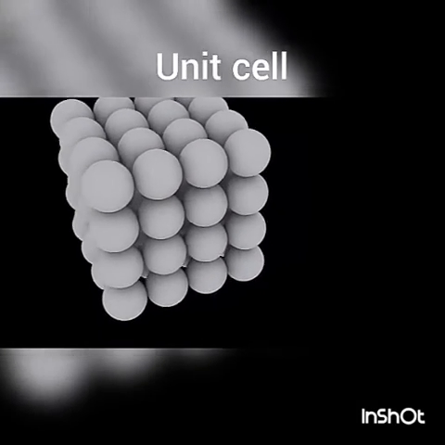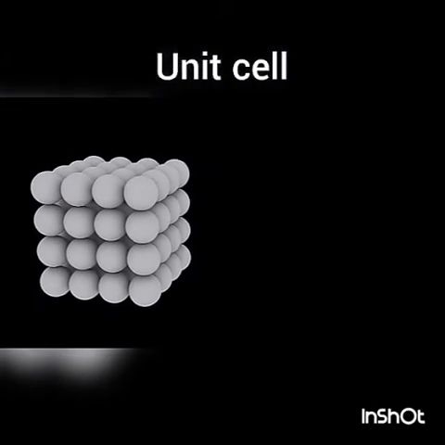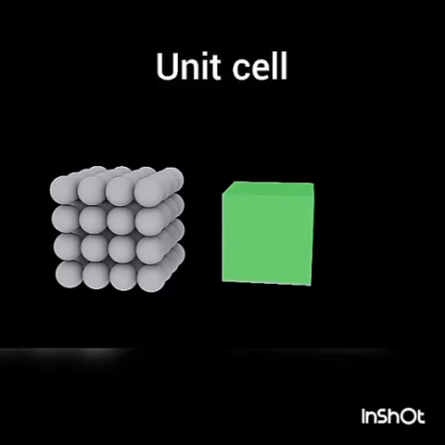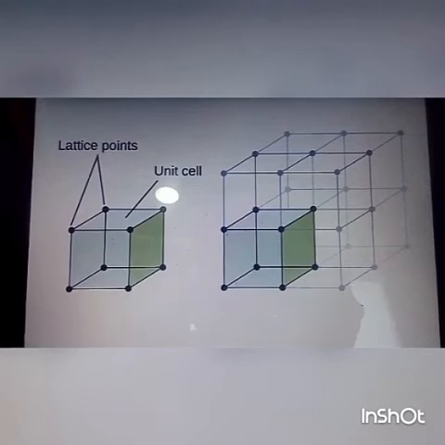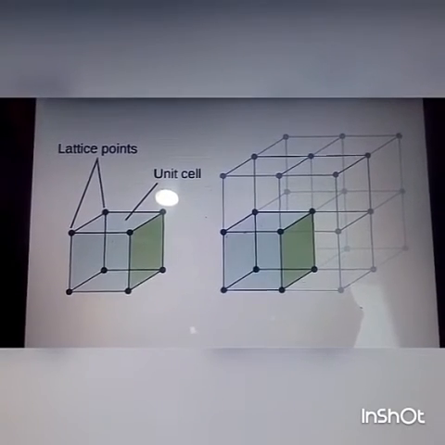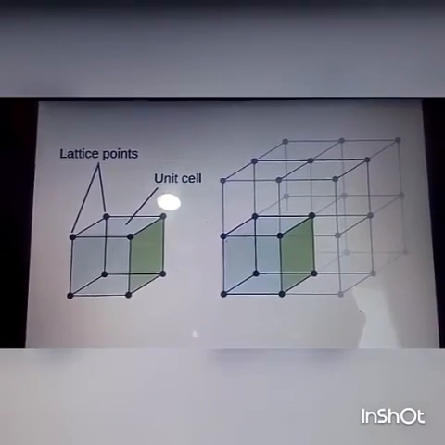Unit cell: the smallest group of atoms which has the overall symmetry of a crystal and from which the entire lattice can be built up by repetition in three dimensions. Lattice points are the positions where you can place an atom. Therefore, you can find either atoms or vacancies in the lattice points of a crystal structure.